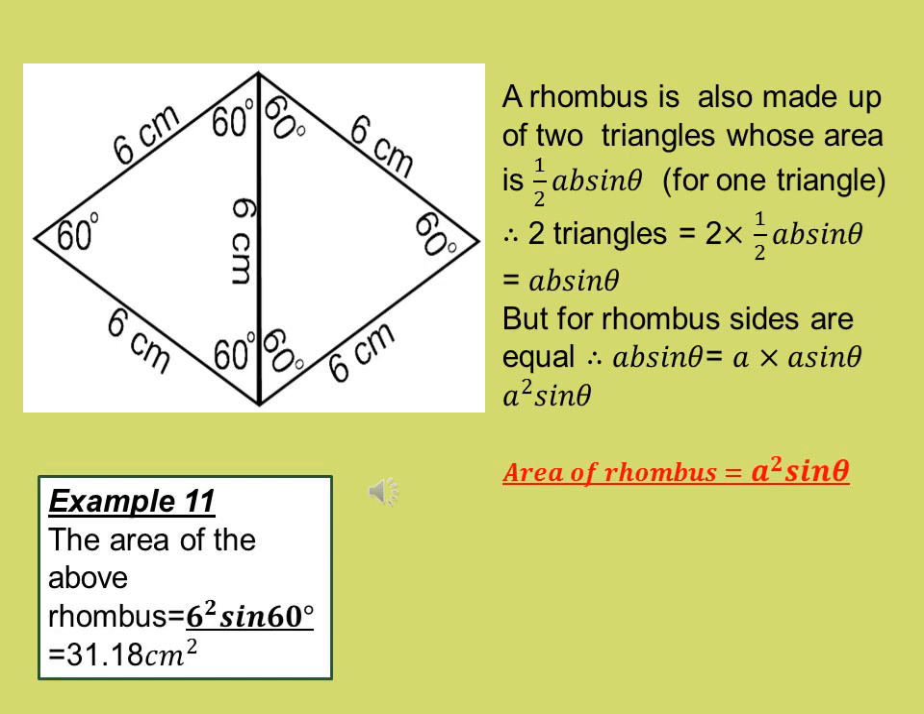But for a rhombus, the sides are equal. So our A and B are the same. So for instance, in this case, our A is 6 and our B is 6. So for a rhombus, AB sine theta will translate to A times A sine theta, which is A squared sine theta. So the area of a rhombus can also be given by A squared sine theta. For example, in this case, our example number 11, using this rhombus, the area of the rhombus will be 6 squared sine 60, which is 31.18 centimeters squared.